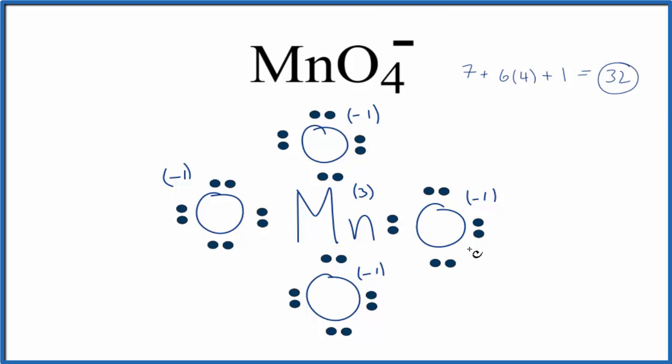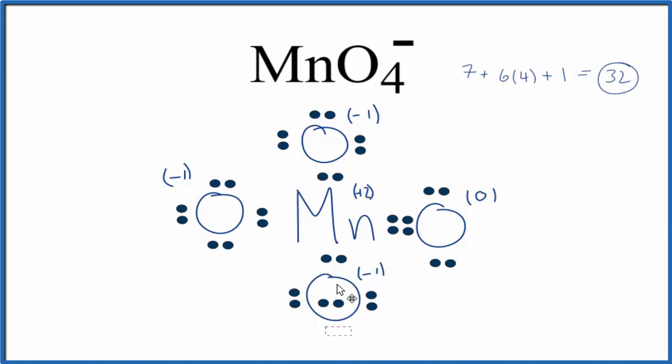To do that, we're going to have to use some double bonds. So we could move this pair of electrons here to the center. That would still have an octet for oxygen. This would have an expanded octet, but that's okay. And now the formal charge would be 0 for this oxygen, and this would be plus 2.